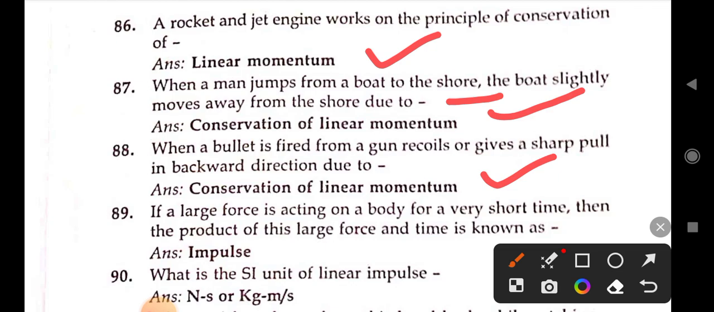If a large force is acting on a body for a very short time, then the product of this large force and this time is known as impulse. What is the SI unit of linear impulse? Newton second or kg meter per second.